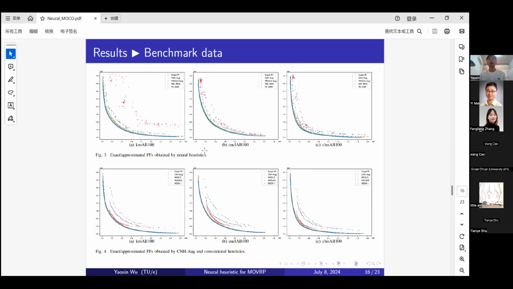And we also test our neural network on some benchmark data. And we find our Pareto front is better, which means it is more towards the left lower corner of this objective space.